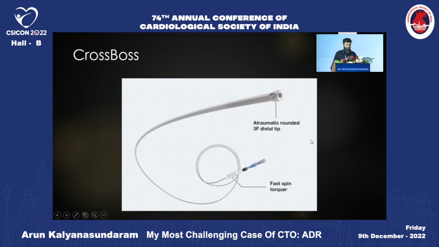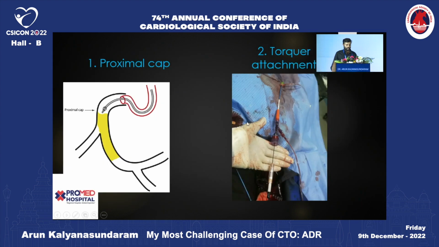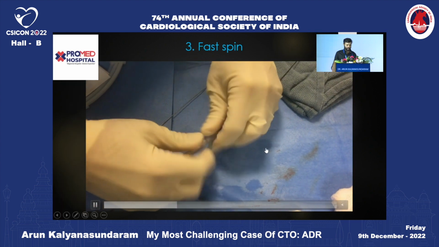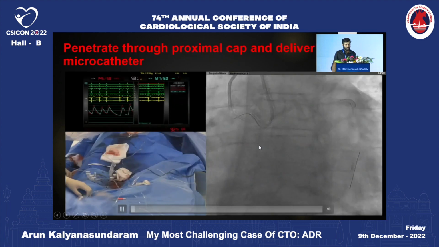So in essence, for those that have not seen the crossbars, I've not used one in a couple of years, but in case you're interested, it does have an atraumatic tip. It's 1 millimeter, and you essentially spin really fast to get to the reentry zone. It typically works well with a tapered cap, not with a blunt cap. You want it to be a couple of finger breadths away, and you spin really fast. And this just reiterates that it doesn't really work well with a blunt cap.